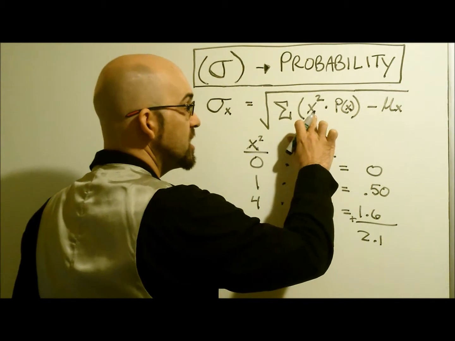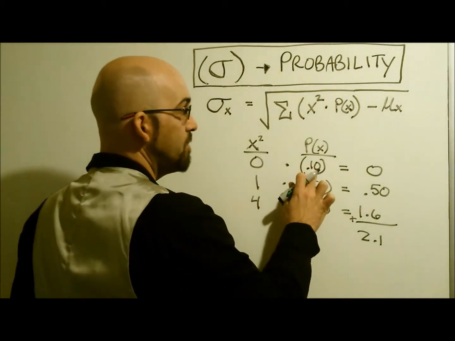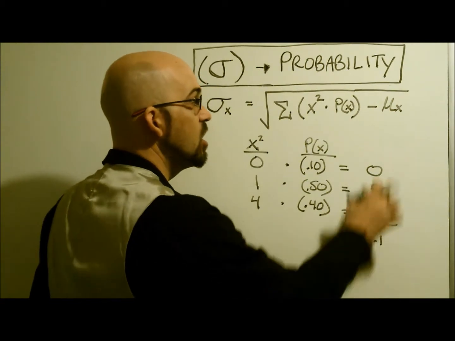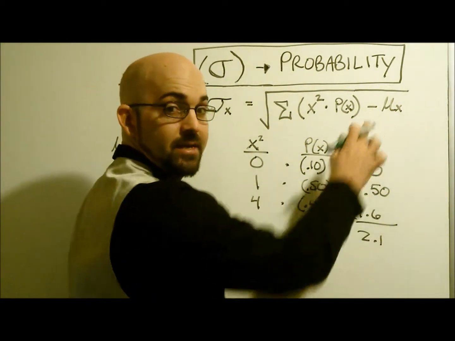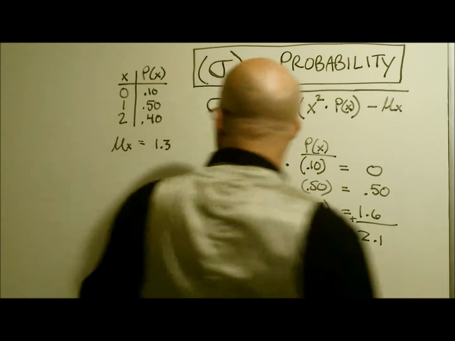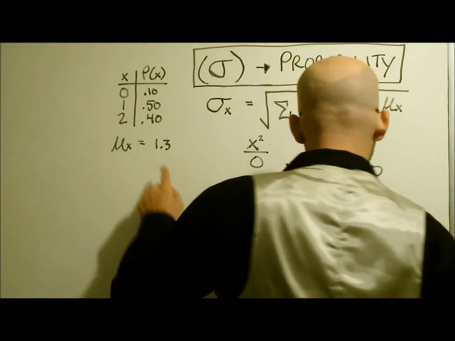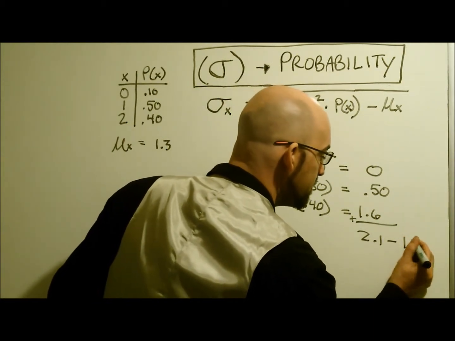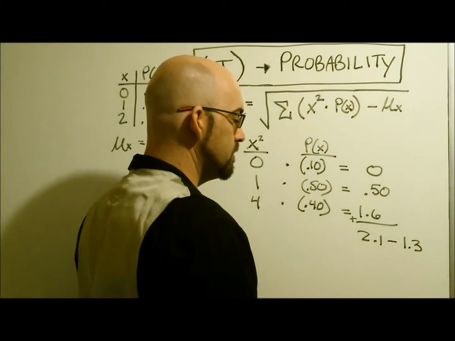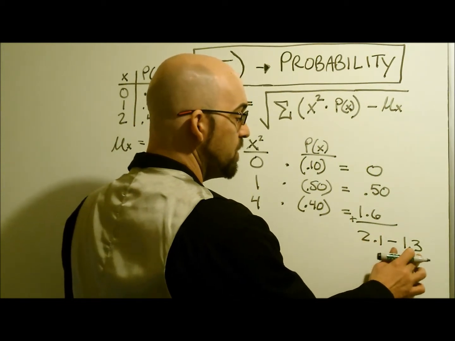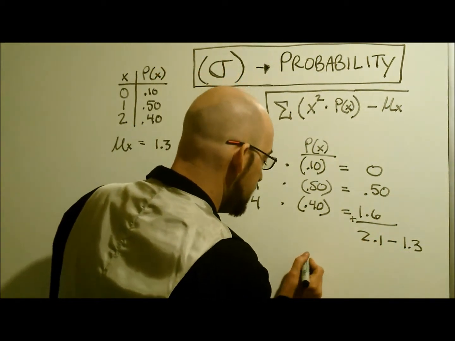So we got our x squares, we multiplied by the probability, and we got the summation. What's next? We have to subtract the mean. Our mean is 1.3. Subtract 1.3. 2.1 minus 1.3 is 0.8.